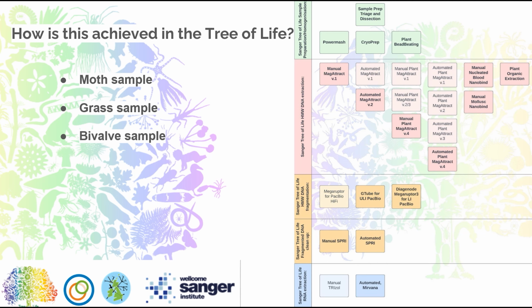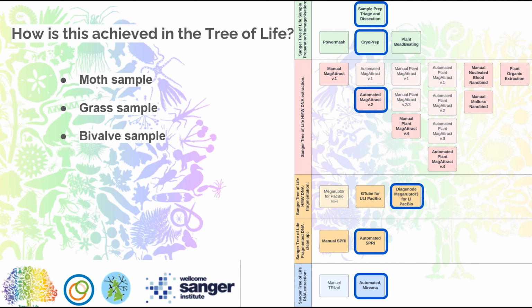So bivalve, a bit more tricky. So here we would cryoprep the sample. We go for the automated Magattract, and we would hope to have enough DNA for an HiFi library prep. However, we do find that sometimes they fail. In that case, we switch to the manual mollusk Nanobind extraction method. So we find that we have around a 50% failure rate from the Magattract, and of those we can get another maybe 50% through using the Nanobind extraction method.